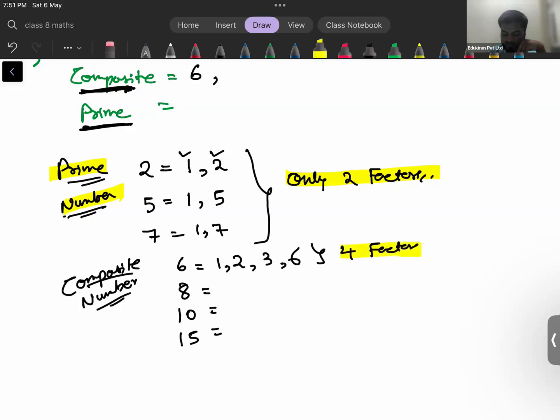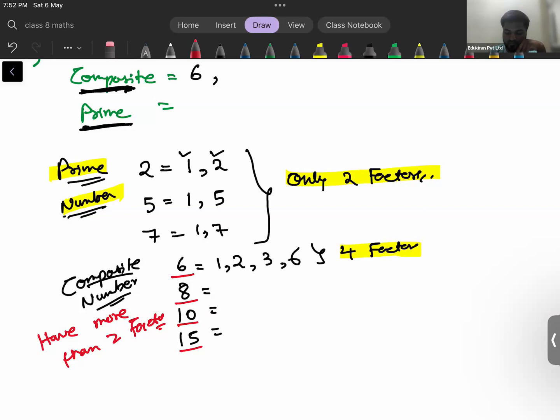So those numbers which have got more than 2 factors, such numbers are called composite numbers, right? Yes. 6 is a composite number because it has got more than 2 factors. What about 8, 10, and 15? What can we say about them?